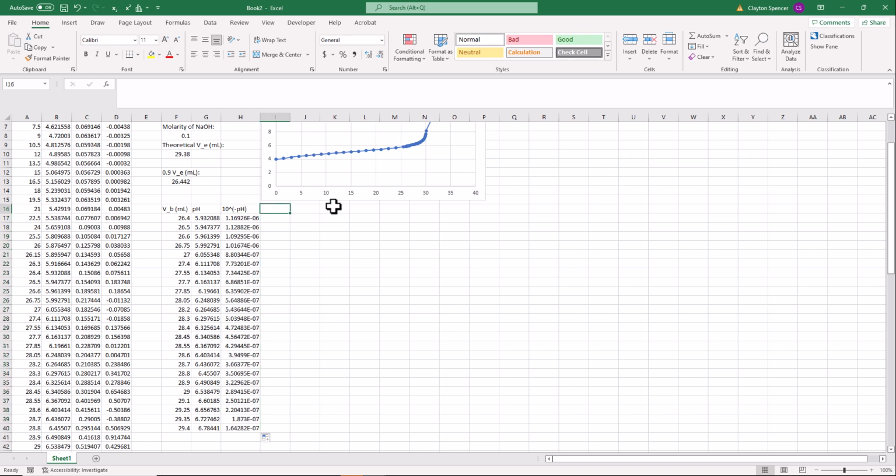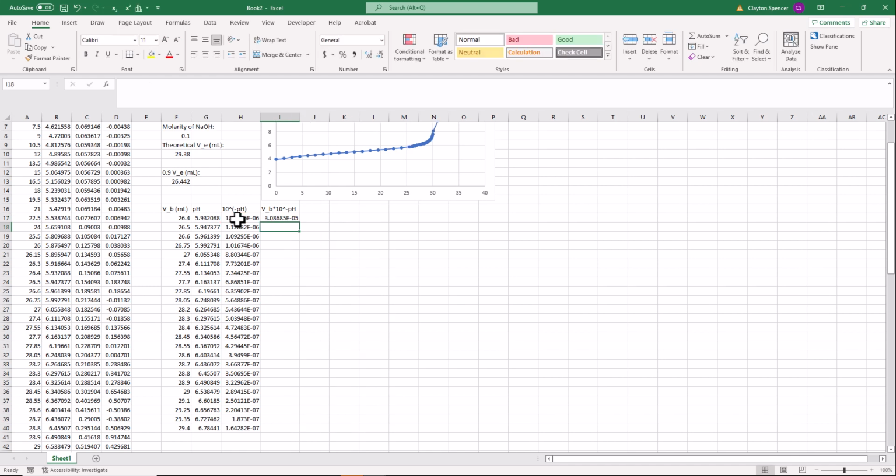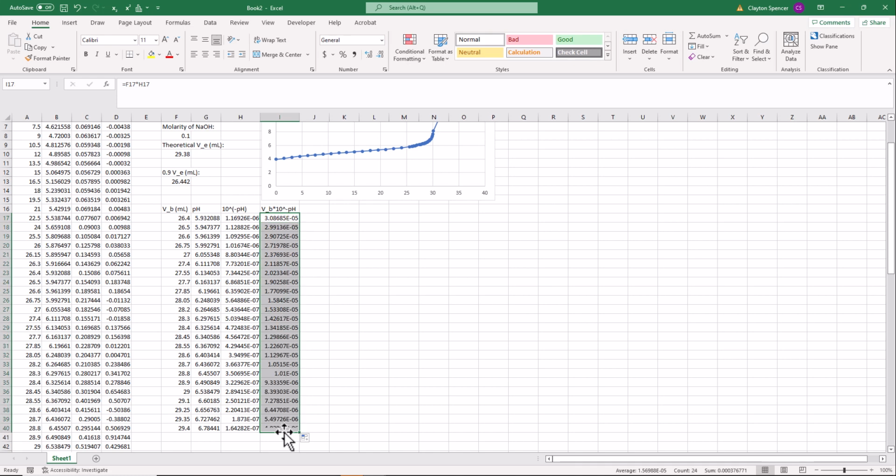And then finally we need to calculate the other y variable, that's going to be VB times 10 to the negative pH power. All right, so now we just calculate that. That's equal to VB, this number, times our 10 to the minus pH power, this number. Hit enter, and we want to copy and paste that formula all the way down this column. And there we go. So this is the data that we're going to need for our Gran plot. Now let's go ahead and make the plot.